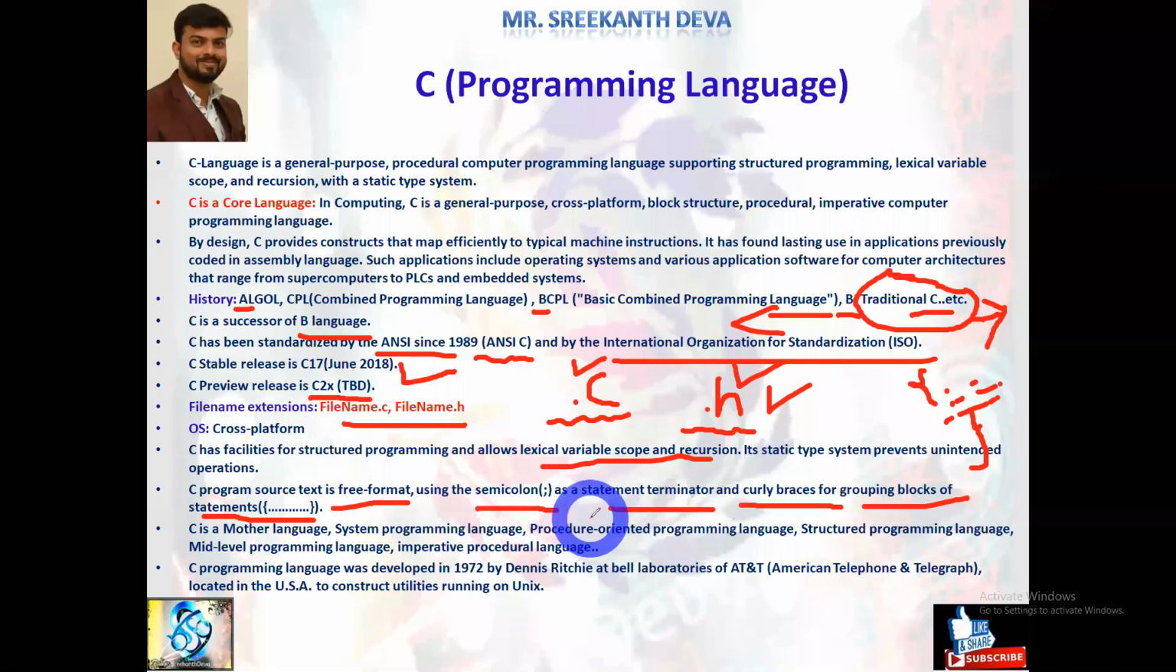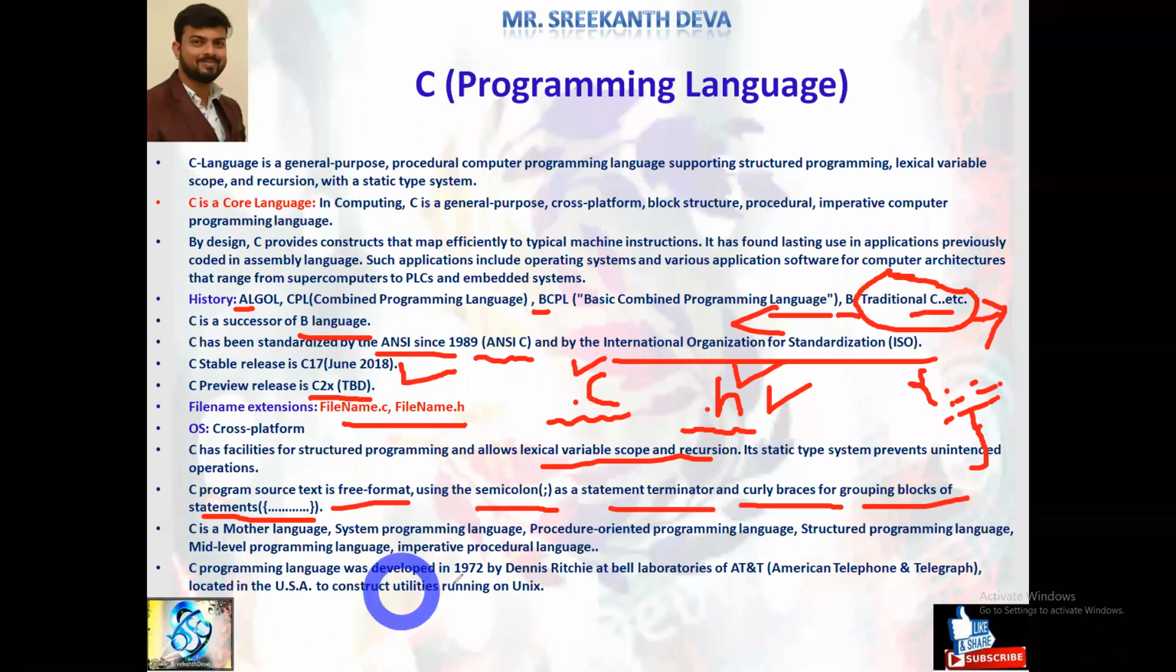See, now we can define what is C language. C is a general purpose procedural computer programming language. C is the mother language of what? All programming languages. C is a middle level programming language, because using C we can develop low level applications, and also using C concepts and topics that can help for what? High level applications. We can develop high level applications. For that sake, C is what? C is a middle level programming language. C is an imperative procedural language. C is a system programming language, procedural oriented programming language, structured programming language. So in this manner we can define what is C language.